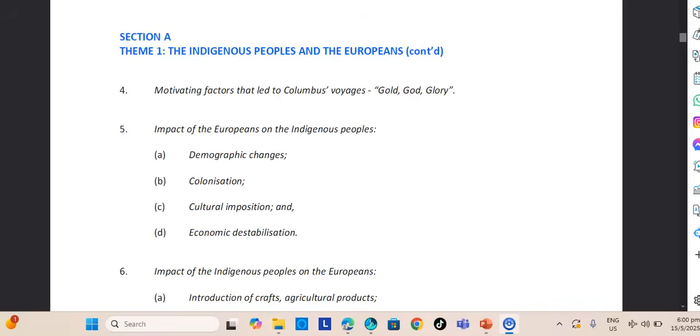Now we're going to look at economic destabilization and how the impact of the Europeans on the indigenous people caused economic destabilization. Now, the traditional economics of the indigenous people, we know what they did. They were subsistence farmers, they did bartering, they did communal sharing. All of those were dismantled and replaced with systems that benefited European interests.